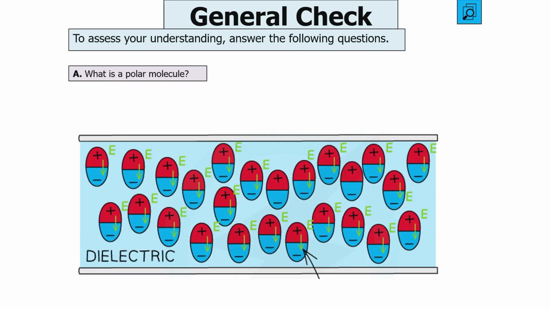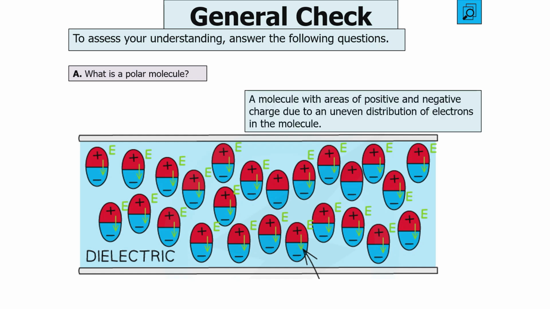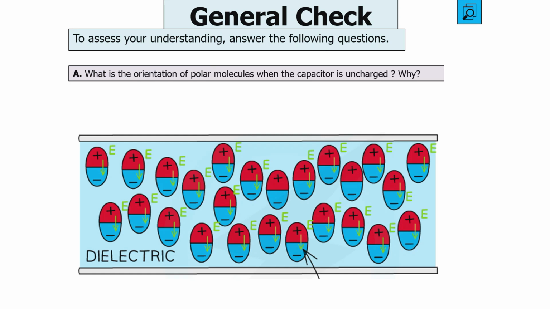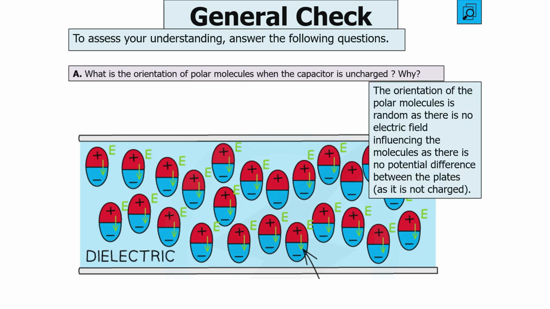What is a polar molecule? A polar molecule is a molecule with areas of positive and negative charge due to an uneven distribution of electrons in the molecule. What is the orientation of polar molecules when the capacitor is uncharged? Why? The orientation of the polar molecules is random, as there's no electrical field influencing the molecules, as there's no potential difference between the plates, as it's not charged.